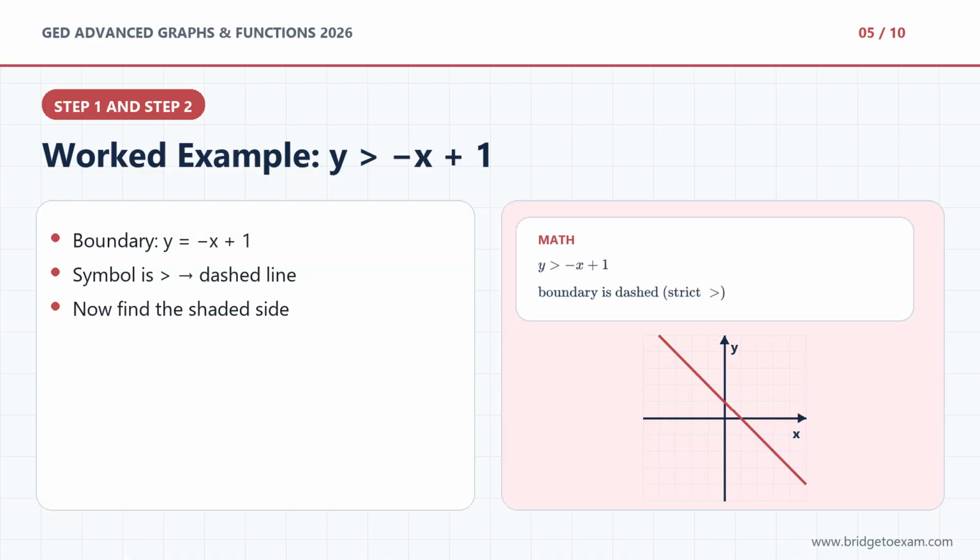Let's graph y is greater than negative x plus 1. Carefully. Step 1. The boundary is y equals negative x plus 1. Plot it using the intercept 1 and the slope negative 1. Step 2. The symbol is strictly greater than, with no equal bar, so the boundary is a dashed line. We have drawn the divider. Now we just need the correct side.